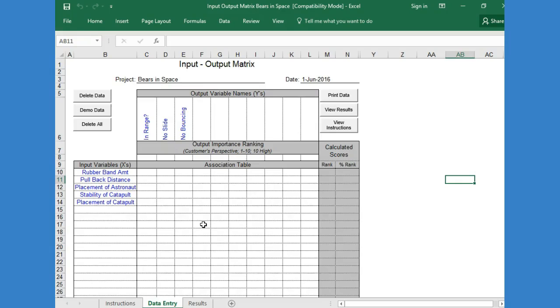What I have in here is, in range, an output variable. I don't want it to slide and I don't want it to bounce. I want it to plop and stick to the target. So looking at all these things that you guys are going to work on, I've got rubber band amount, pullback distance, placement of the astronaut, stability, and placement of the catapult, which again, I was just guessing at some of the things you guys might come up with. Which ones did I miss? I think I came up with most of what you guys were looking at.